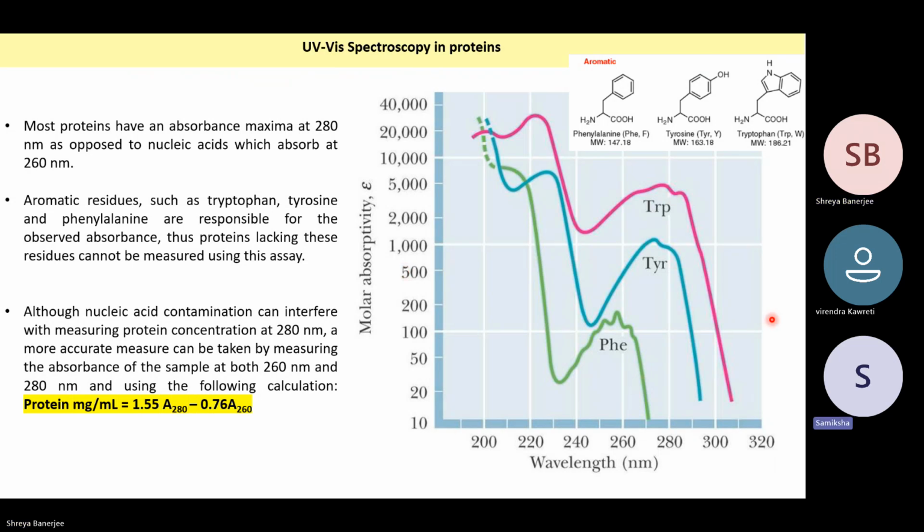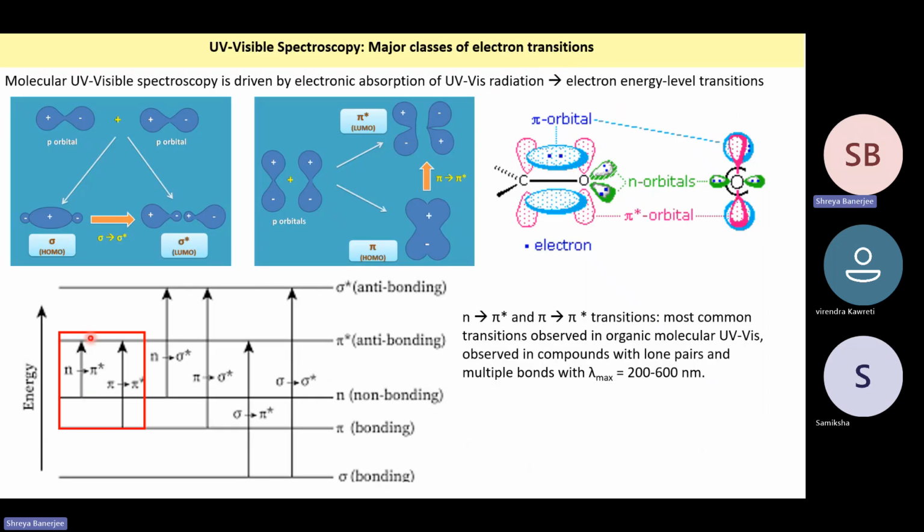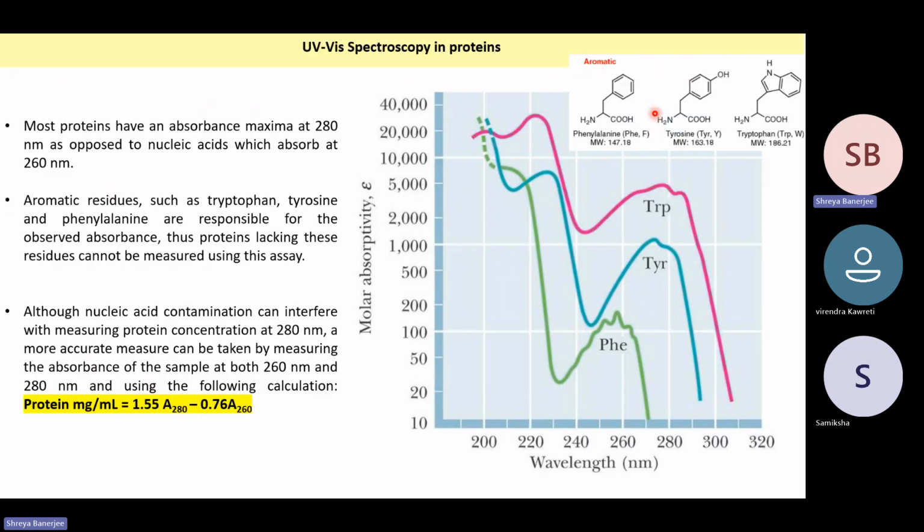Why is that? It is due to the aromaticity. We are not going that much into detail, but whenever there is an aromatic ring, the energy difference is very low, and these transitions are very much favorable whenever you have any aromatic system. That is why, because of the aromatic ring, these three are preferred.